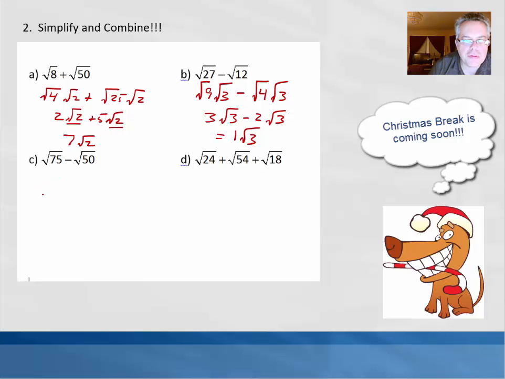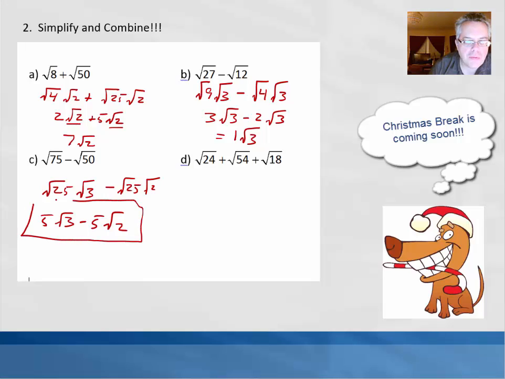Okay, here we go, 75 and 50. 25 goes into both of those. So my first step, break up the square roots, 25 and 3, minus square root of 25 and square root of 2. And then simplify. 5 square root of 3 minus 5 square root of 2. This one, they're not like terms, so I'm finished. There's nothing more I can do there. Okay, these are not like, this is square root of 3, that's square root of 2.